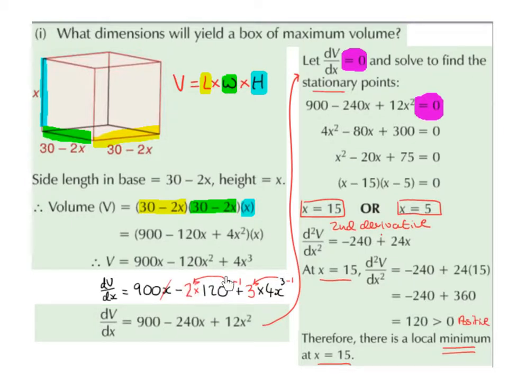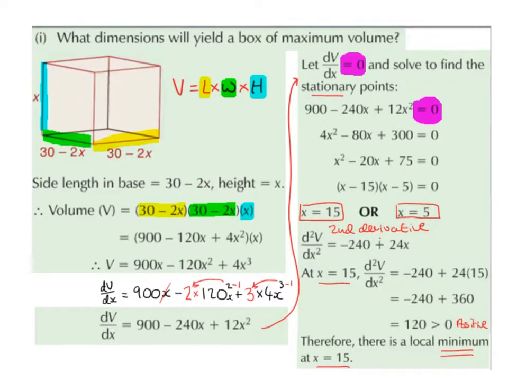And we reduce the power by 1. So we have minus 2 times 120 is minus 240. And 2 take away 1 is 1. So you really just get minus 240x.